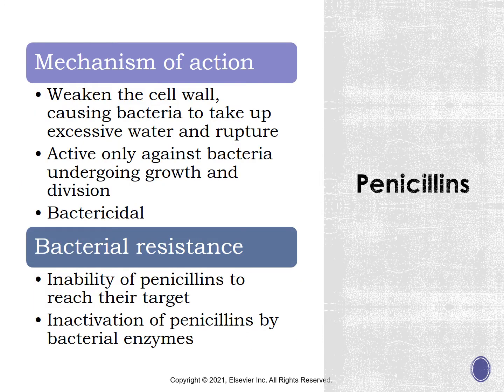Penicillins work by weakening the cell wall, causing bacteria to take up excessive water and then rupture. They're active only against bacteria undergoing growth and division, and they are bactericidal. Now, there is some bacterial resistance, and the mechanism of resistance is the inability of penicillins to reach their target and inactivation of penicillins by bacterial enzymes.